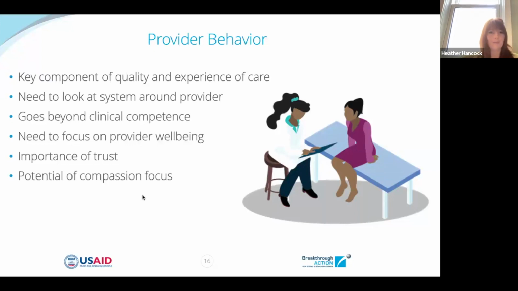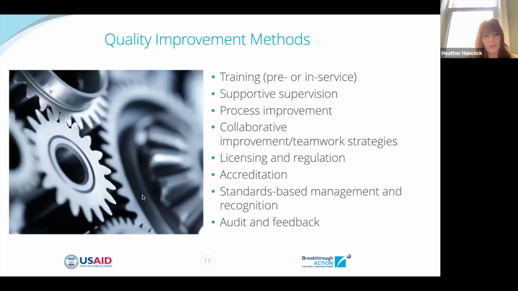Next slide. So I'm not going to go over these in great detail, but there are some traditional methods that are applied to quality improvement. Things like training or supportive supervision, process improvement, audits and feedback, accreditation mechanisms, licensing and regulation, and standards-based management and recognition. So these are some of the ones that we typically see applied to quality improvement, and I'm going to add to that list with some particular to social and behavior change. So next slide.